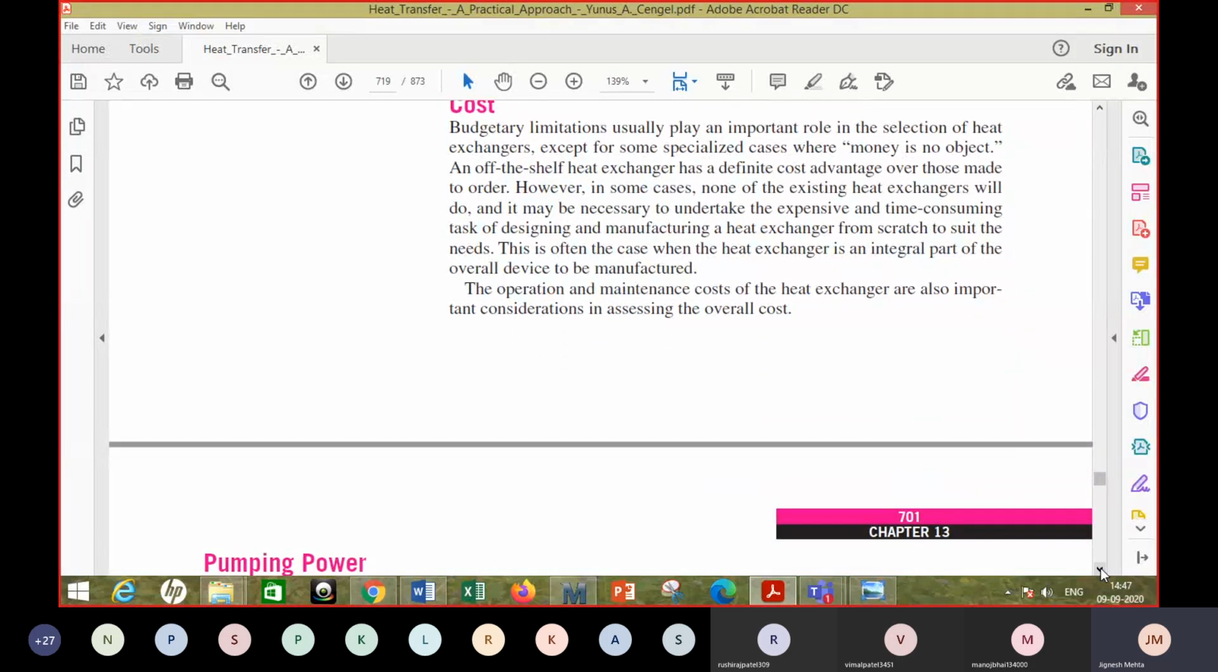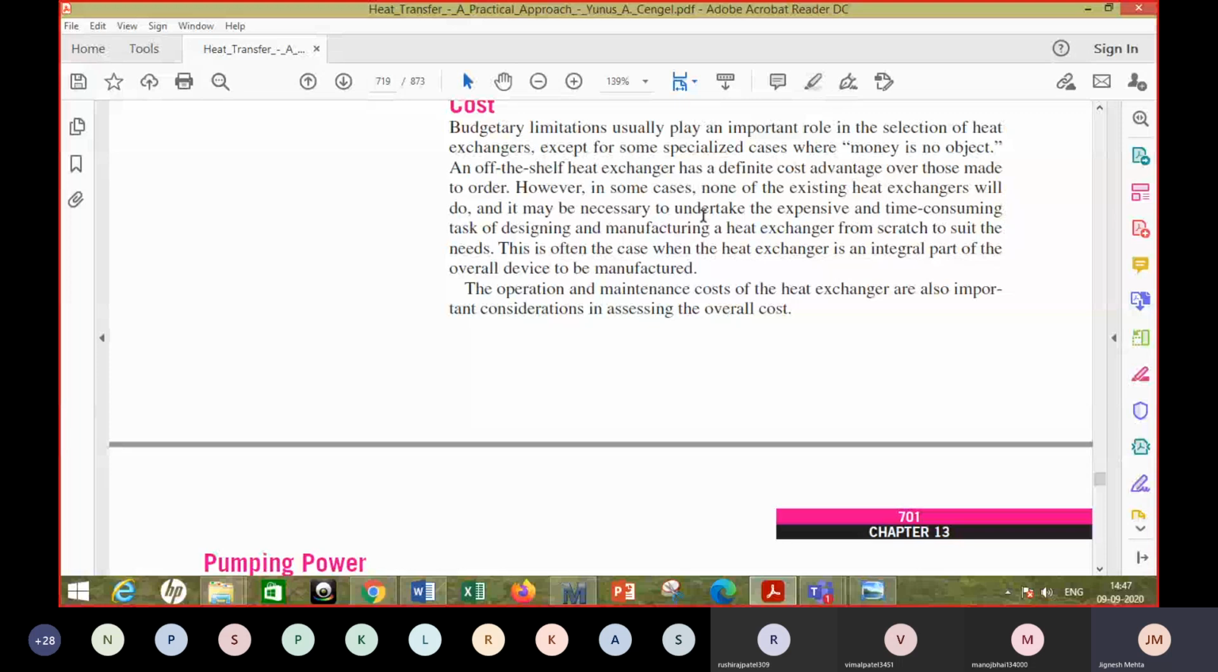So one of them is obviously cost. So budgetary limitations usually play an important role in the selection of heat exchangers, except for some specialized cases where money is no object, right? There are only a very few cases, or there could be hardly any such cases where money is no object. And off-the-shelf heat exchangers have a definite cost advantage over those made to order. So custom-made things are generally costly. The mass manufactured standard sizes are generally having low cost.